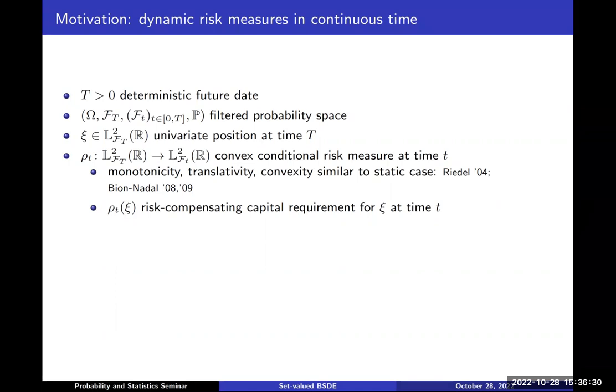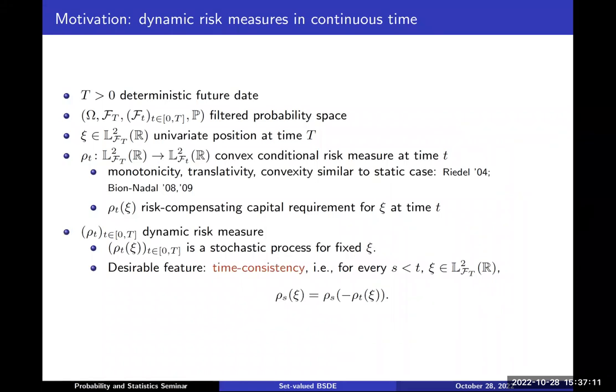Typically, we want this kind of functional to have some nice properties, such as monotonicity or cash additivity, sometimes called translativity, and also convexity, because they have certain financial interpretations. This kind of theory has been established at the beginning of 2000, around that time, and now we have a lot of results and some satisfactory theory for risk measures, dynamic risk measures.